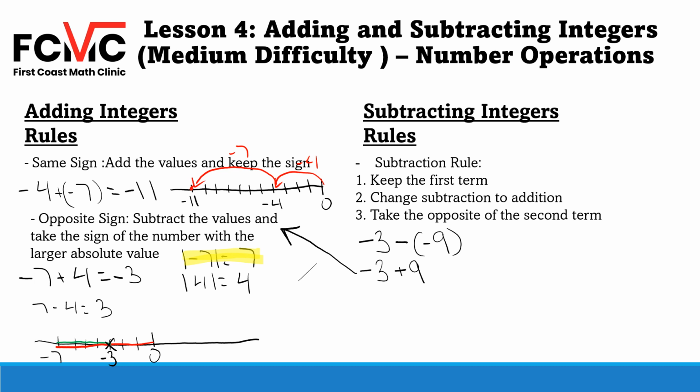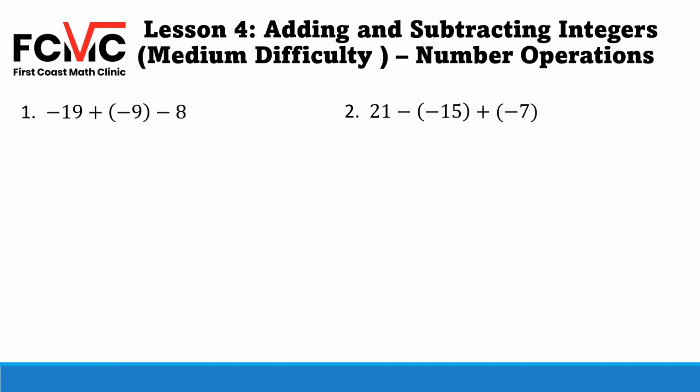So let's follow these rules for opposite signs. What's the difference between 3 and 9? The difference is 6. Which of these two numbers is furthest from 0, -3 or 9? This 9 is furthest from 0. It's got a larger absolute value, so our sign should stay positive. So our answer is going to be +6. These are the rules we're going to follow when we do these examples. So let's get into a couple examples. For number 1, we've got negative 19 plus a negative 9 minus 8.